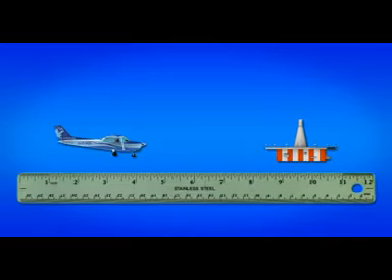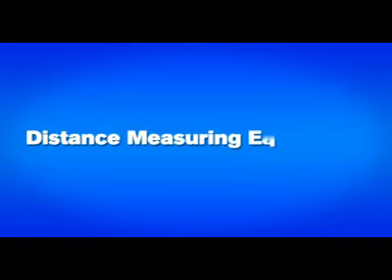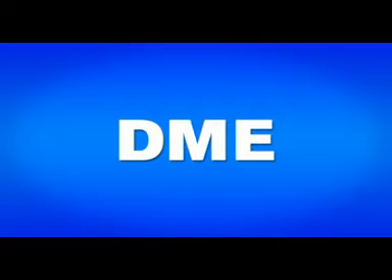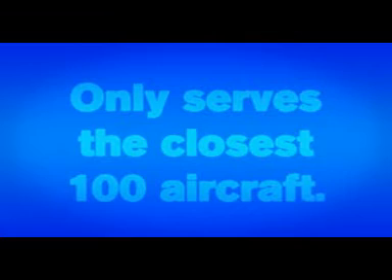As previously mentioned, one of the ways pilots get distance information is through something called Distance Measuring Equipment, or DME. This system operates on frequencies in the UHF spectrum between 962 MHz and 1213 MHz. Similar to other systems, DME emits a Morse code ID every 30 seconds to indicate that it is operating correctly. The range of DME is 199 nautical miles, but it only serves the closest 100 aircraft. They are also subject to line-of-sight restrictions, just like a VOR.